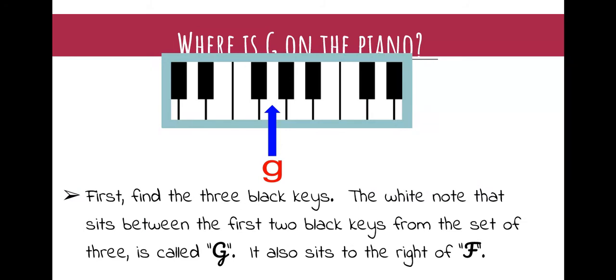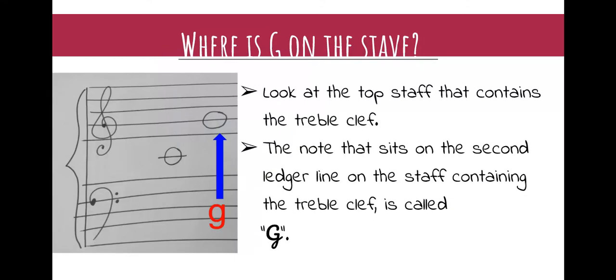So yes, I've just said here in this slide, find the set of 3 black keys. It's going to be the white note that sits between the first 2 black keys from the set of 3, and that's called G. It also sits to the right of F. Now, also take note that if you look at the set of 2 black keys just before it, the key on the left of that is going to be middle C. So the G is only going to be a few notes above middle C. It's only like 5 notes above. It's not very far away from middle C.